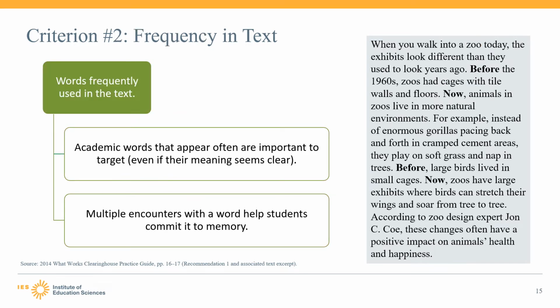A related but distinct criterion that you can consider when selecting words to target in your content instruction focused on ELs is the frequency of words' appearance in texts. So it is the case that academic words that appear often are important to target, even if their meaning may seem clear. So as you probably inferred, a key feature of this text here is the contrast between how zoos looked before and how zoos looked now.